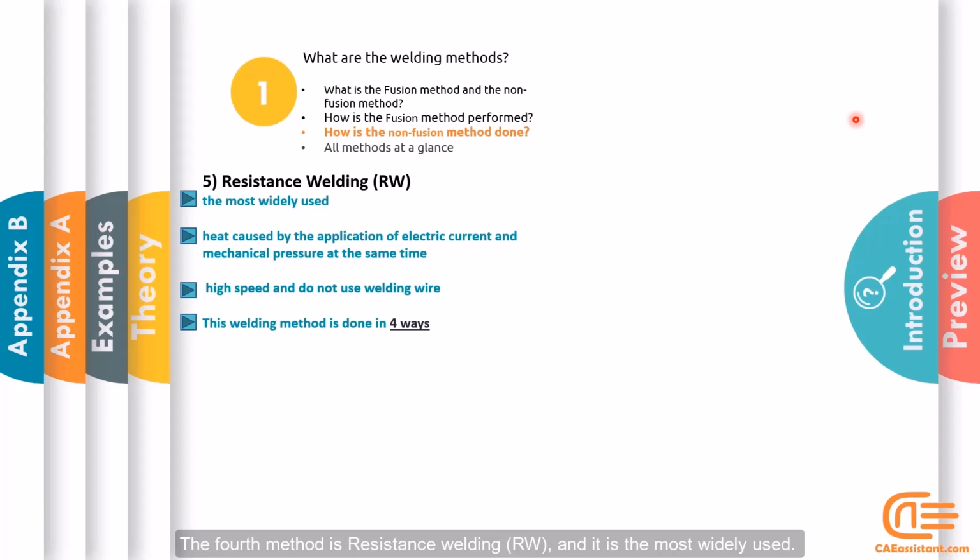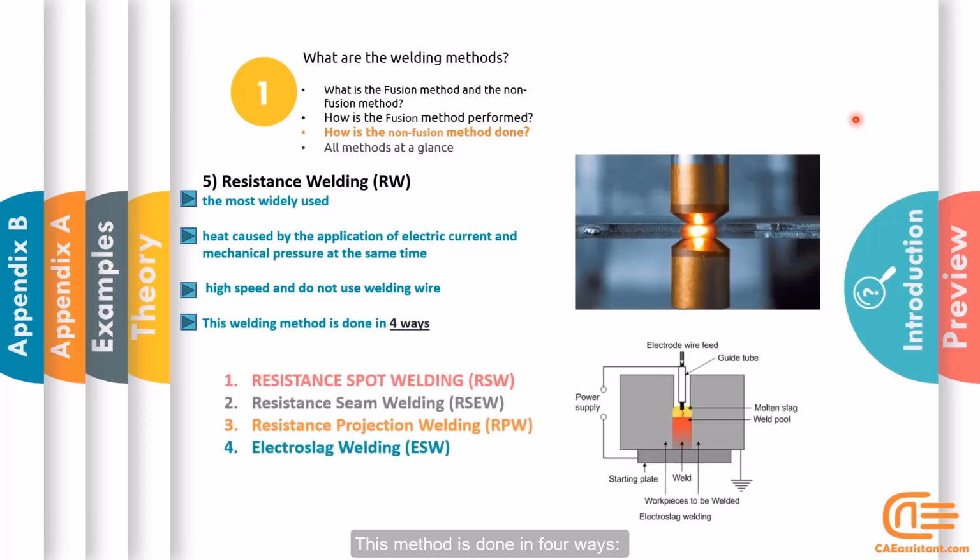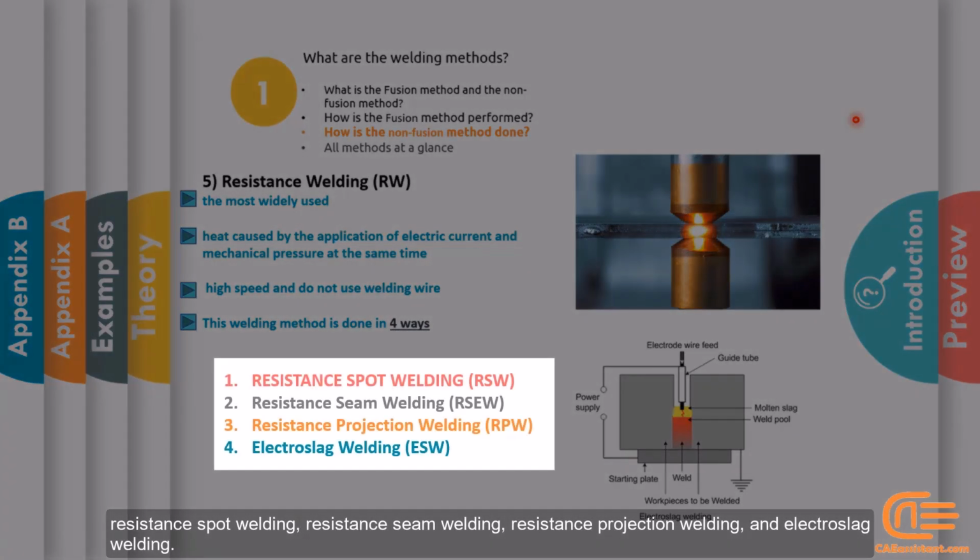The fourth method is resistance welding, or RW, and it is the most widely used. This method uses heat caused by the application of electric current and mechanical pressure simultaneously to form a great bond. It is done at high speed and doesn't use welding wire. This method is done in 4 ways: resistance spot welding, resistance seam welding, resistance projection welding, and electroslag welding.